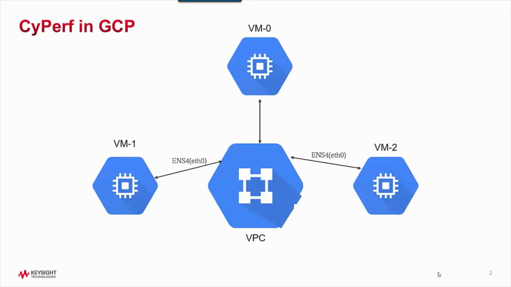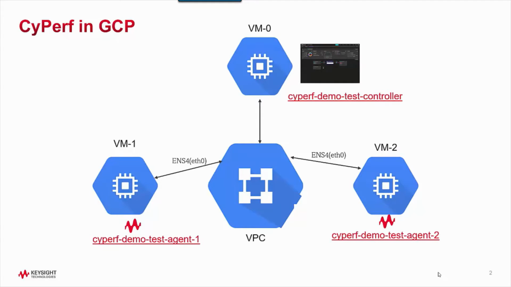As we have seen in most of my previous videos, I've used AWS, but this time I thought we'll change it a bit and use GCP. For this particular video, I have deployed three virtual machines. You can see VM0, VM1, and VM2 in the VPC. I have deployed Cyperf agents in VM1 and VM2, and I have the controller itself in VM0, which is my UI and where I will do all the access.